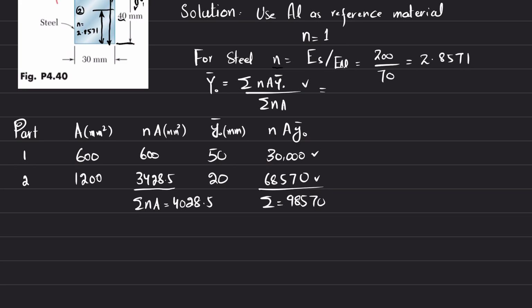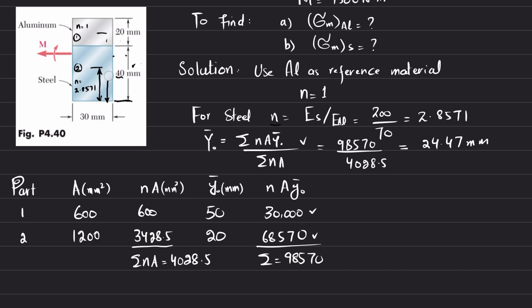Now you have both these values, so you can put them in this formula. So I will put the sum of NA y naught bar, this term, and this term is equal to this one. So I will write 98570 divided by 4028.5, which will give you 24.47 millimeter. It means that the neutral axis for this composite beam will be at a distance of 24.47 millimeter from the base. So this will be your neutral axis, and this will be equal to y bar. Y bar is the centroidal neutral axis of this beam.